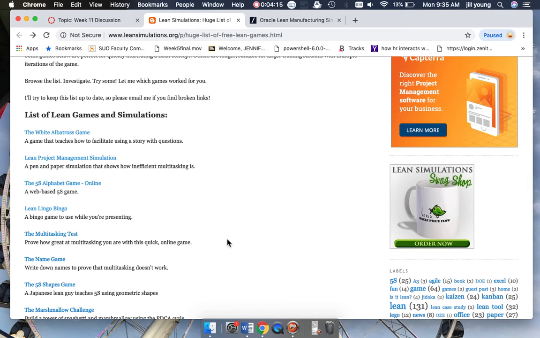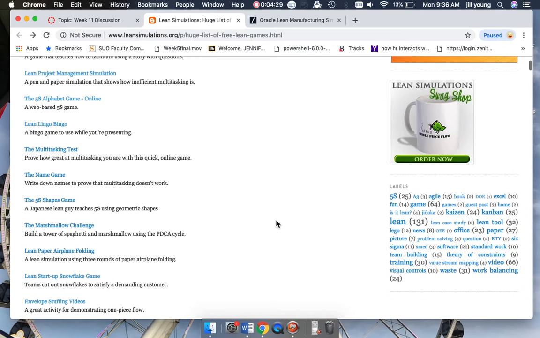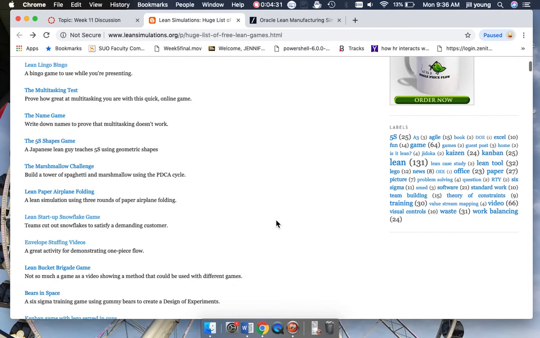So basically, I'm looking forward to this too because I'm going to probably have a lot of different people playing different games, and in parts of this one's 5S. There's some Kanban.